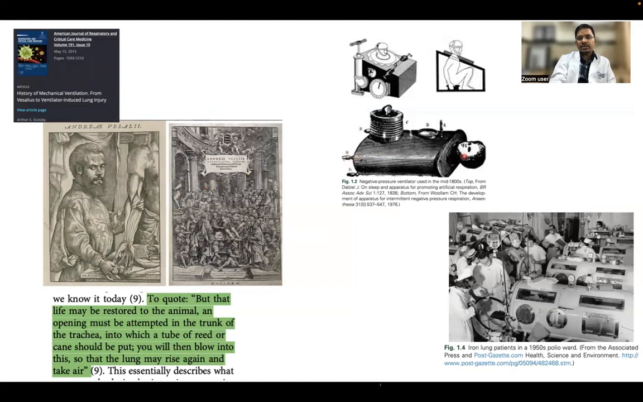After a long gap, in the 1800s, the first negative pressure ventilation, or iron lung ventilation, started. Modern-day positive pressure ventilation started in 1950 after a polio epidemic in Copenhagen. At that time, positive pressure ventilation was a new thing and also a new adventure for the people.